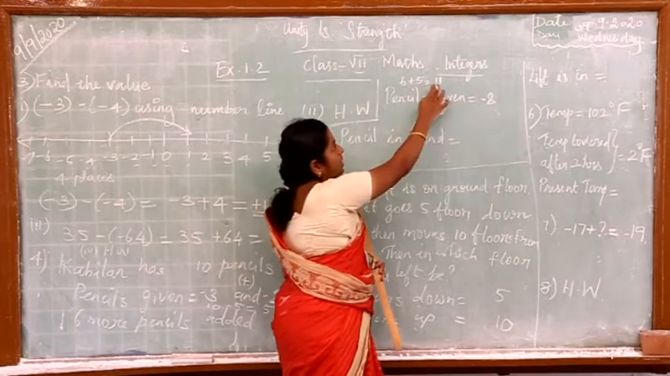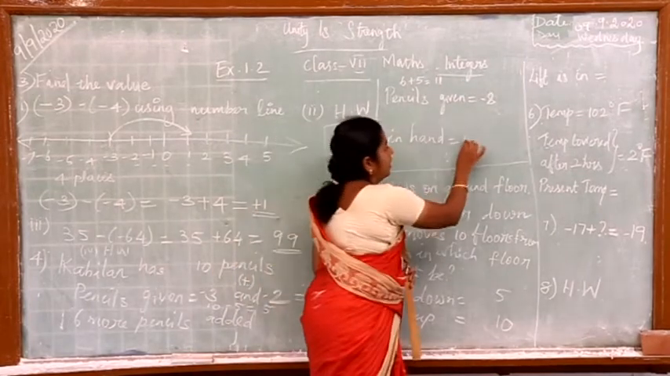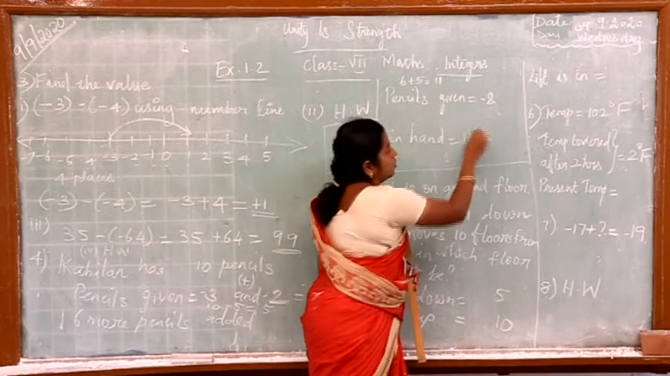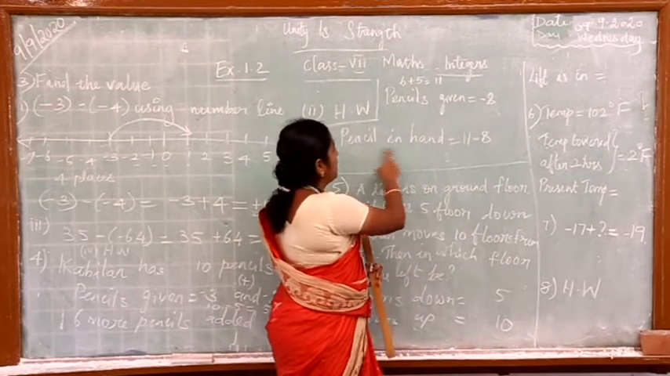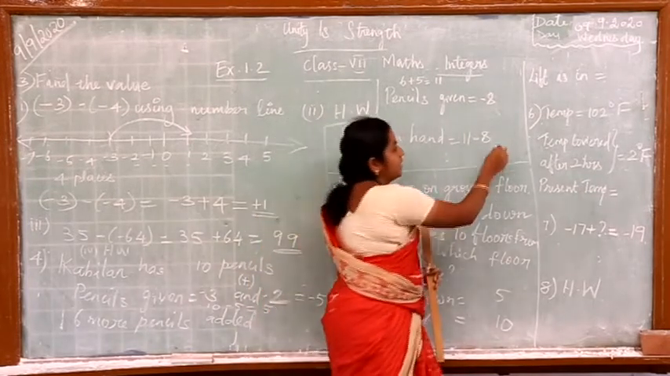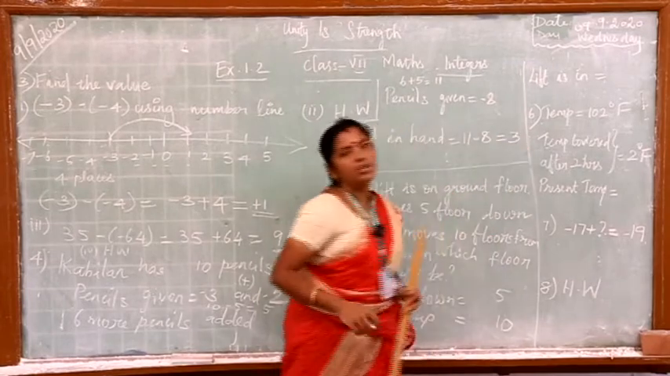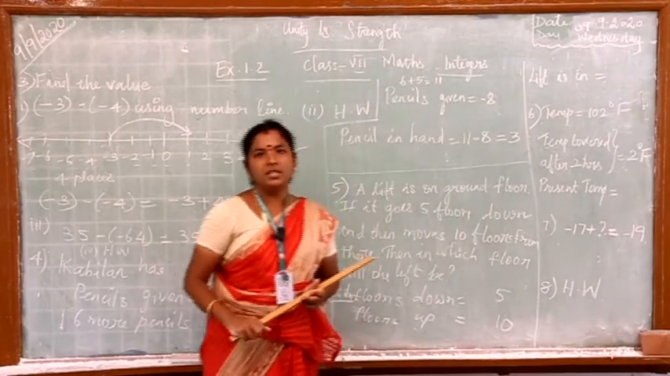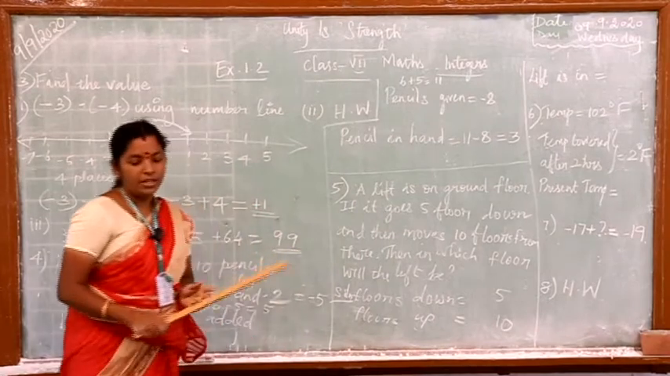So, totally how many pencils does he have now? 11. He had given 8 pencils, so minus 8. So, what is the number of pencils in his hand now? 11 minus 8 is 3. So, totally he is having 3 pencils in hand. Okay. So, I repeat the question.